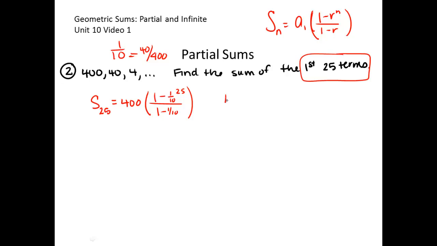So I'm going to type this in as 1 minus parentheses 1 divided by 10 caret 25. Hit enter. Divided by, and you'll have to open another set of parentheses, 1 minus 1 divided by 10, hit enter. And then finally we will multiply by 400. So that's how I'm going to do it.